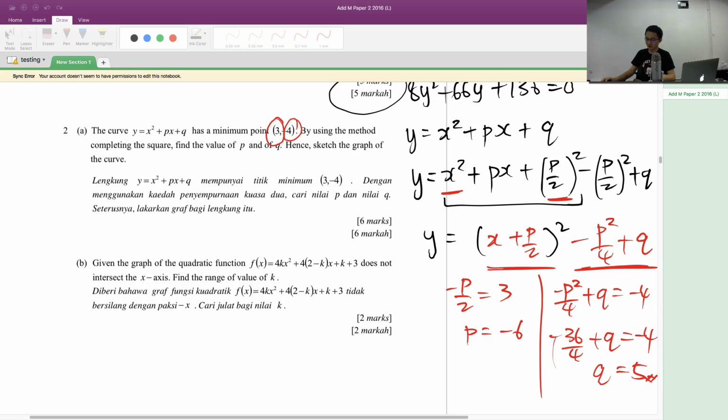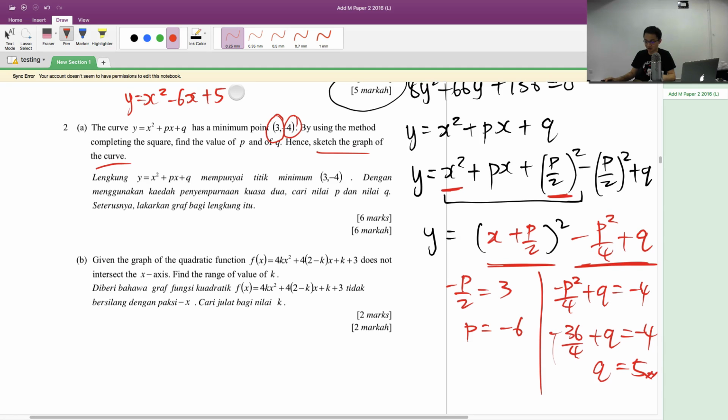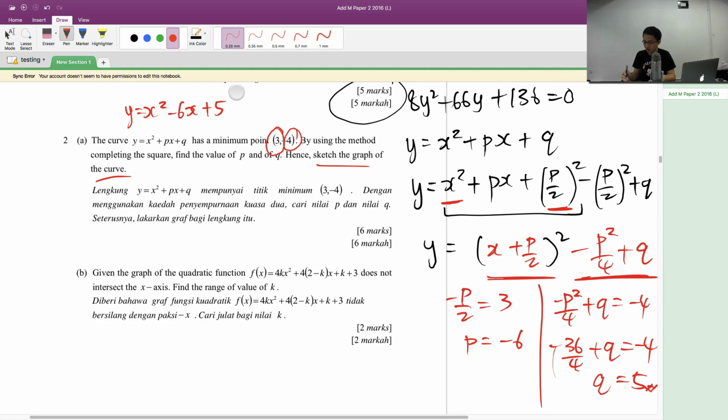Yep, so if no problem, after we find p and q, they ask us to sketch the graph. So I need to substitute my values in here. This is x squared, my p is -6, so minus 6x, my q is 5, so plus 5. Now I want to sketch the graph. In order to sketch the graph, we first know the minimum, and something we must find is the y-intercept. For the y-intercept we make x equal to 0. So when x equals 0, I substitute 0 here, y equals 5.